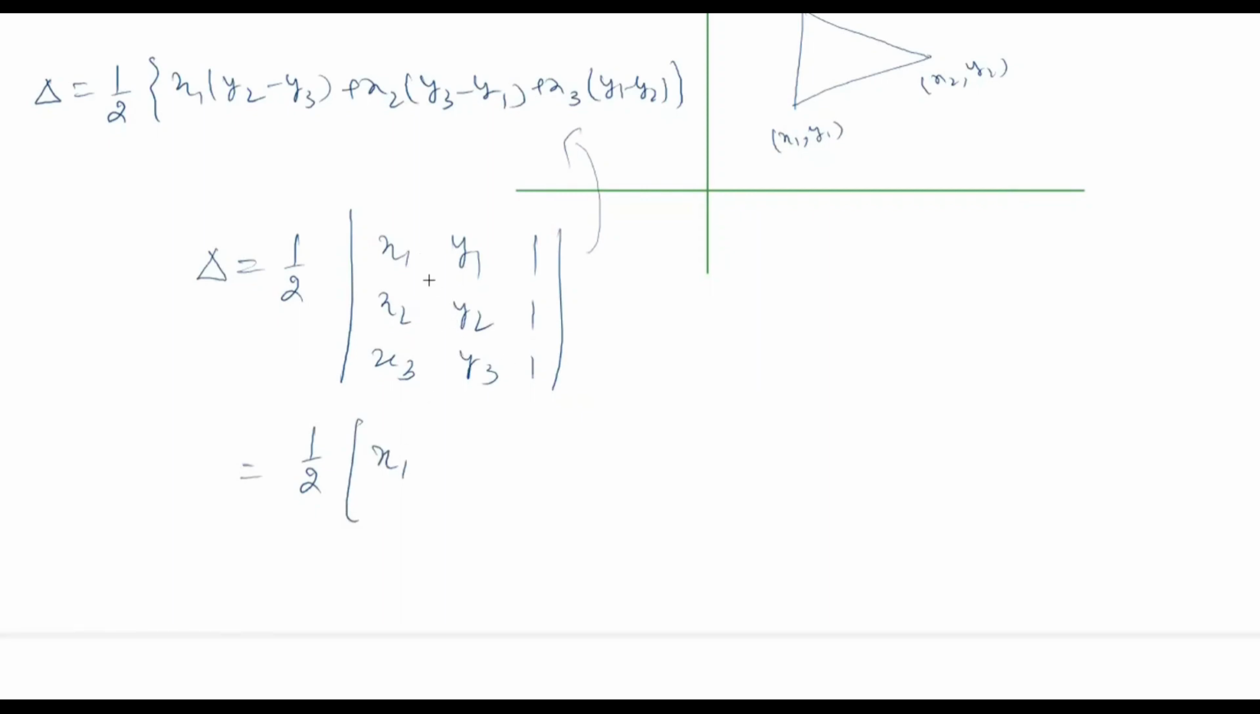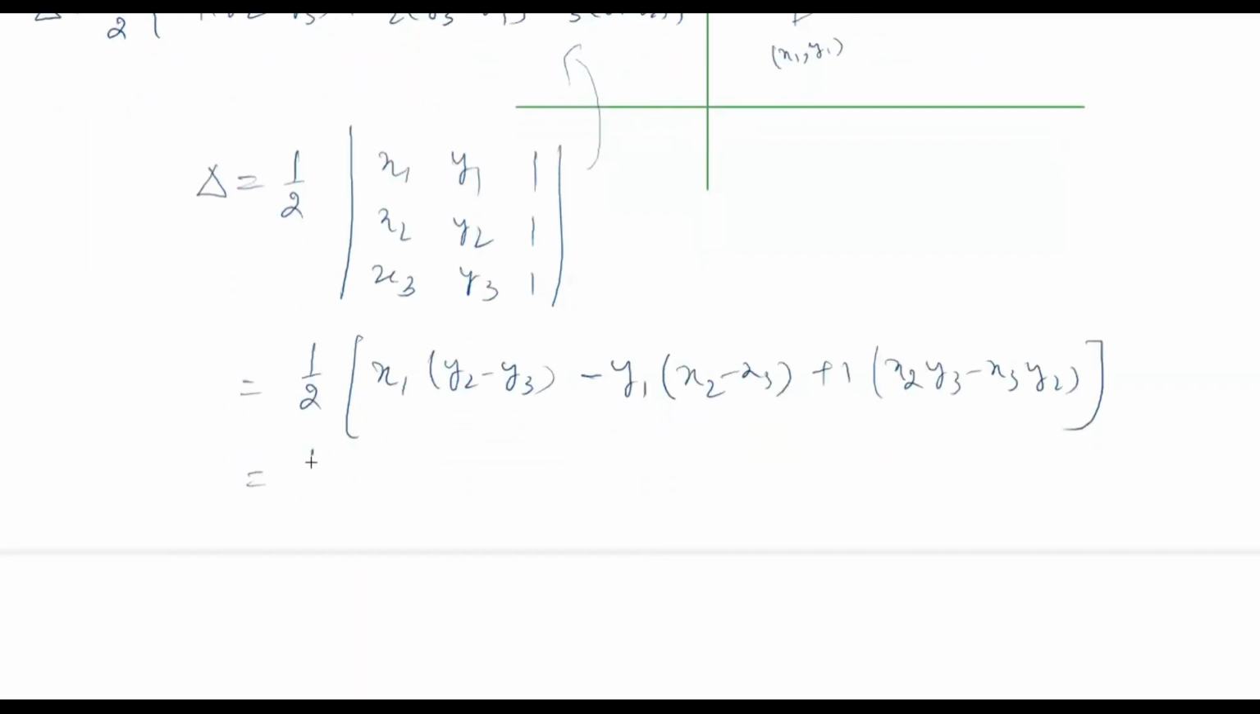So then you can do x1 and y2 minus y3. Then you can do minus y1, and minus y1 would be x2 minus x3. And then plus 1, that will be x2 y3 minus x3 y2. Now you got to rearrange this. So the first part is fine, x1 (y2 minus y3), but the other parts are not correct. So it is y1 x2 plus y1 x3 plus x2 y3 minus x3 y2.